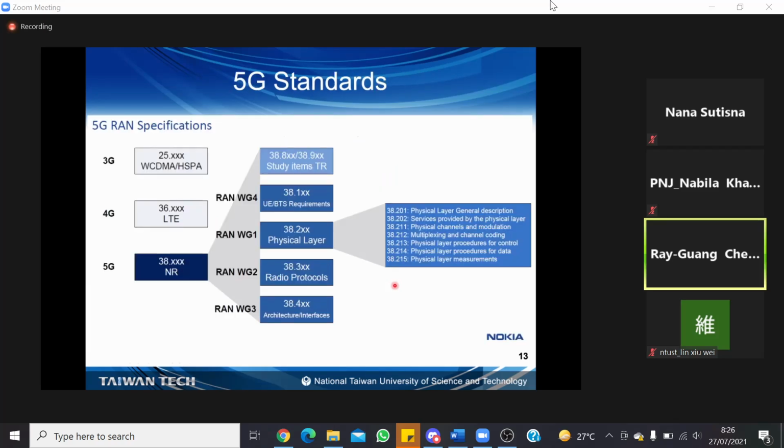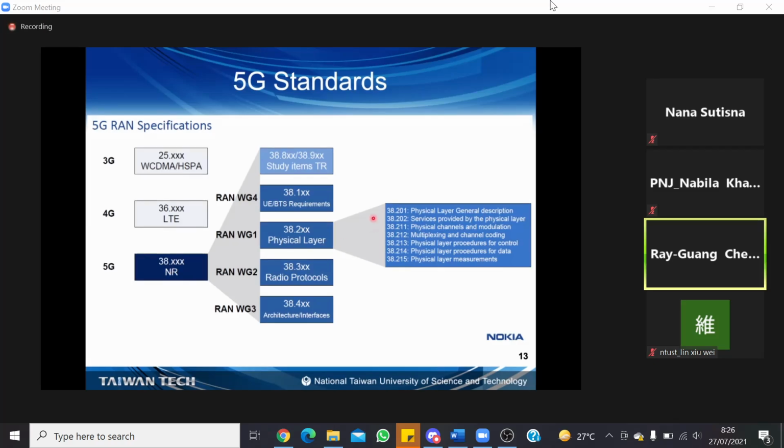So here is a list of 5G standards. You may find that actually they have the same naming rule. For 3G, all the standards start from 25. It's the 25 series. For 4G, it becomes the 36 series. For 5G standard, you need to refer to the 38 series.